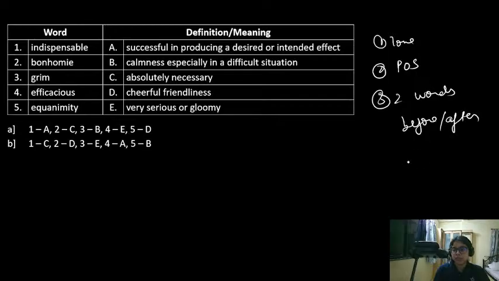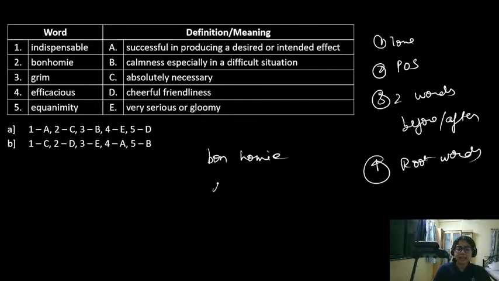Now I'm going to teach you the fourth way, which is root words. ठीक है, ये करना जरूरी है. This will help you a lot. ठीक है, जैसे है word bonhomie. ये word है एक फ्रेंच वर्ड. ये फ्रेंच वर्ड से बना है.